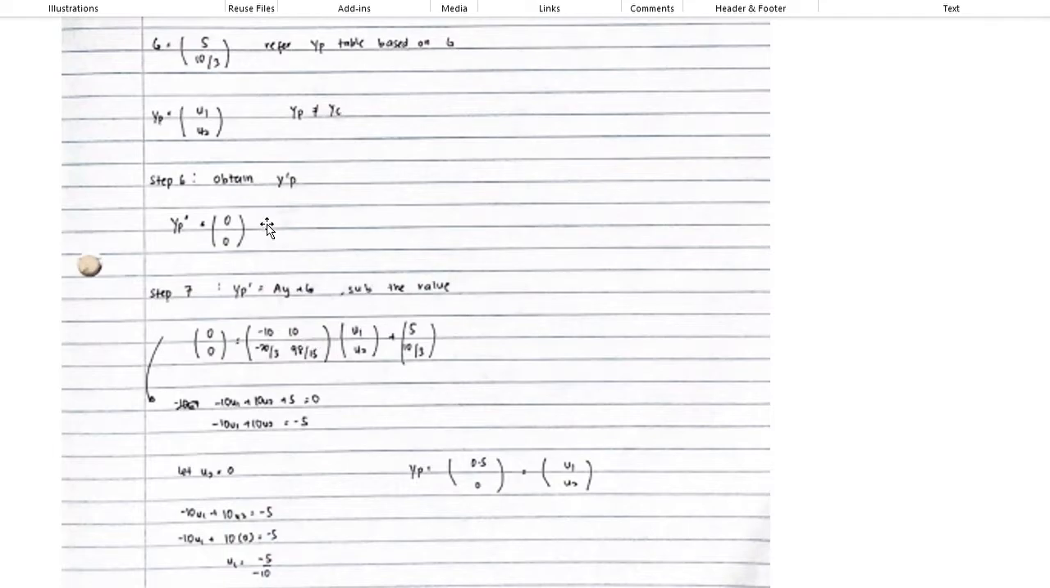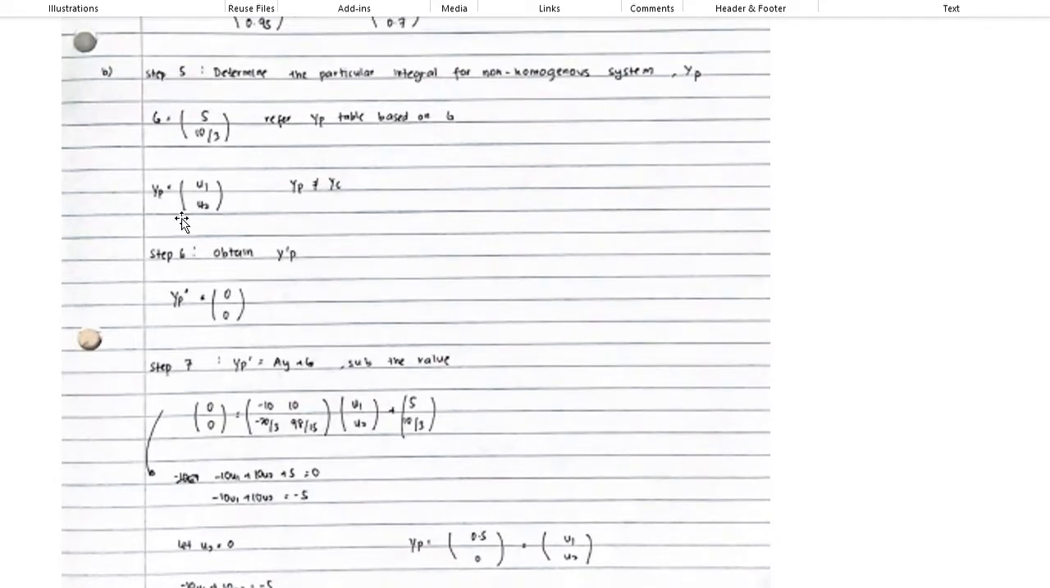Step 6, obtain Y prime P. To get Y prime P, we need to differentiate the value of YP. By differentiating YP, we will get 0, because there is no x in here.